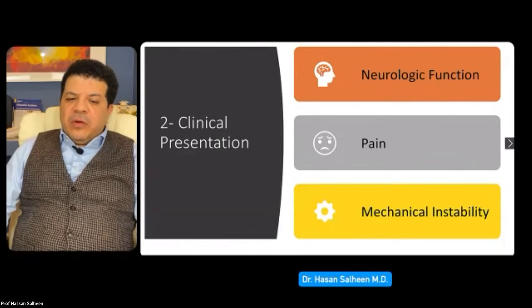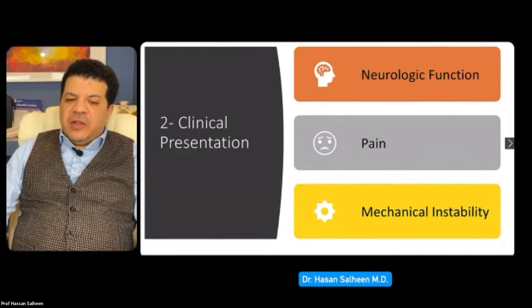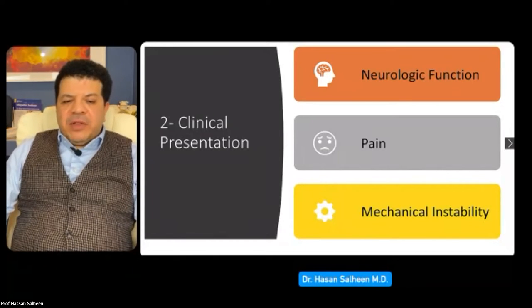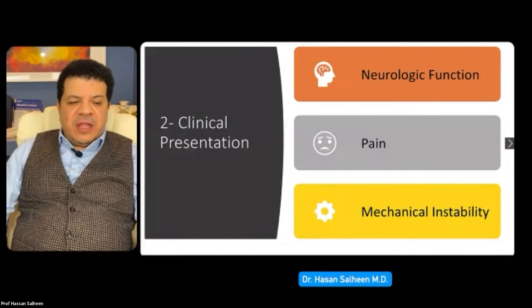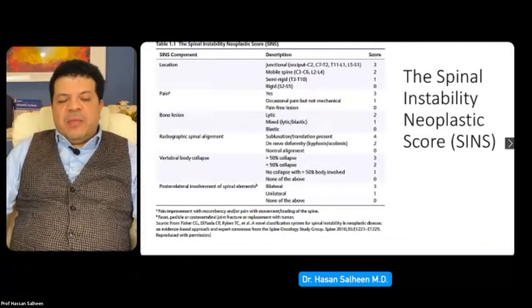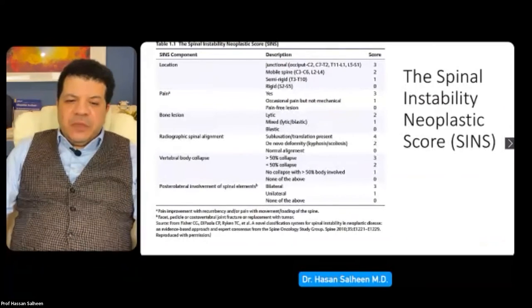So the neurological evaluation of these patients and the images are a crucial point for the operative decision. Analysis of the mechanical pain is essential to decide whether to do a surgery or a fixation or not, because the recumbency and loss of mobility, as said, is one of the most fatal complications of spinal metastatic disease.